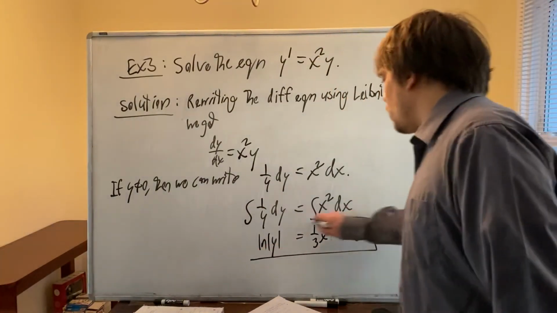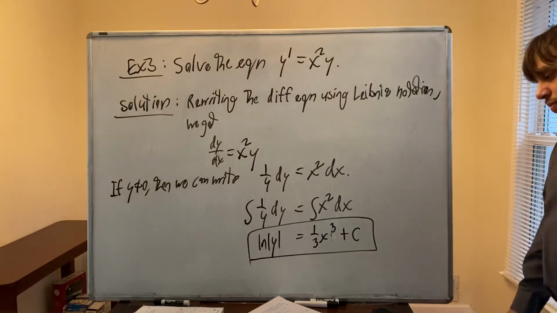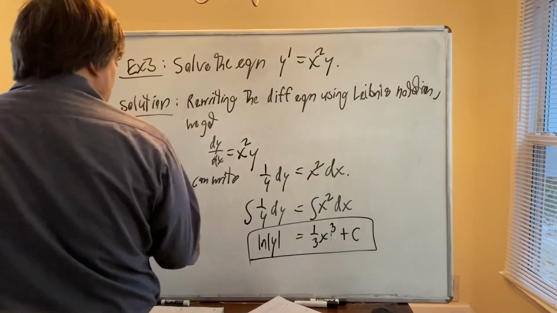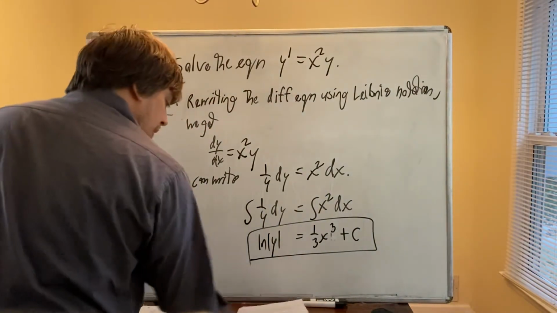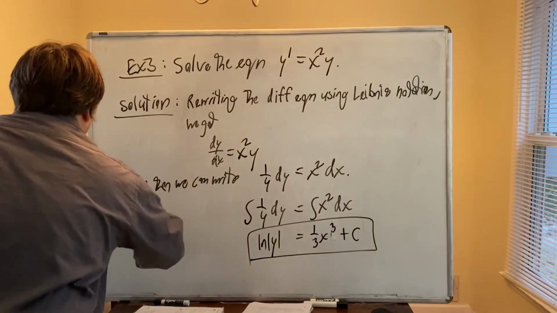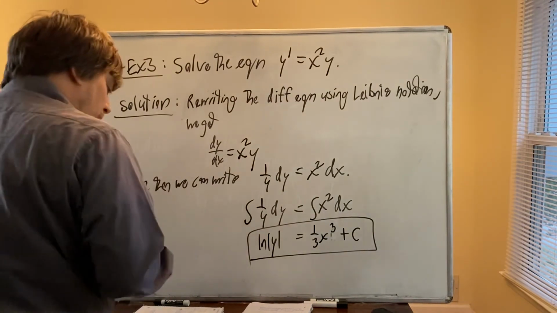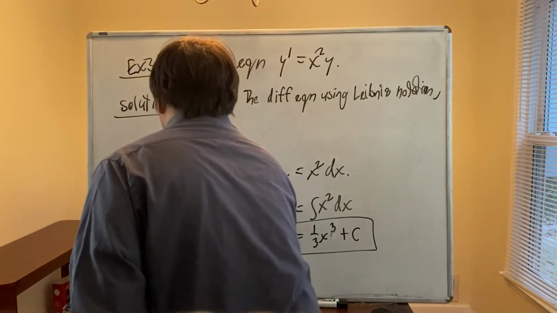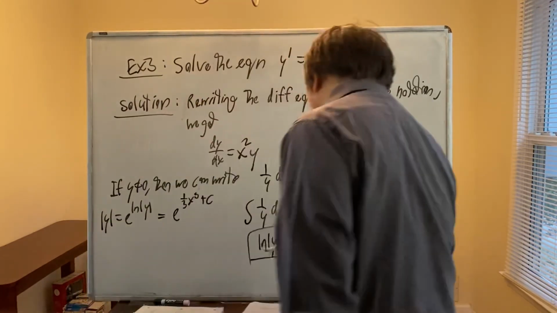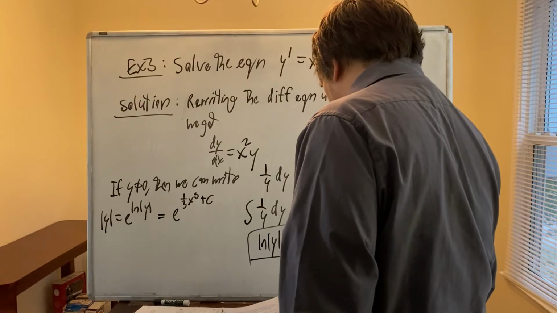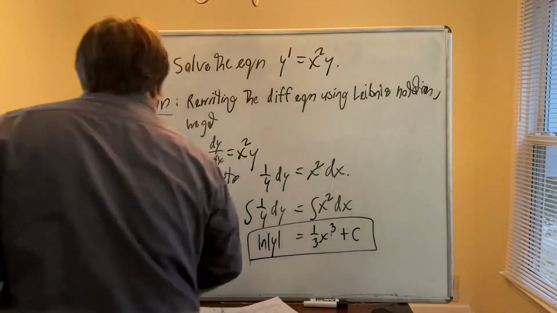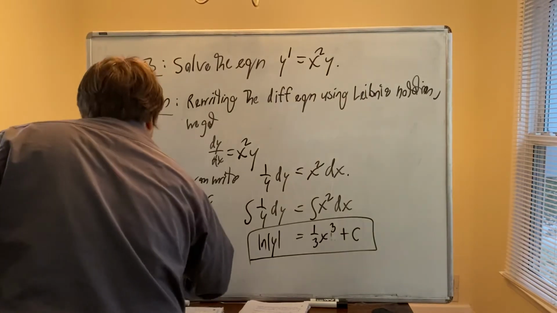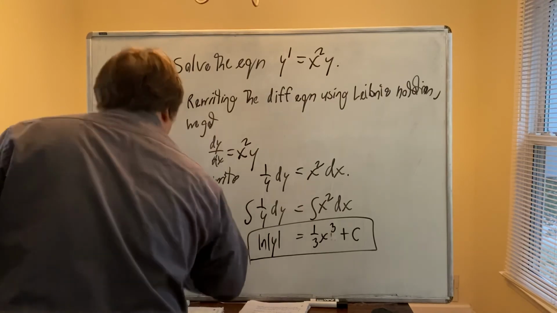Okay, so now we've solved for y implicitly in terms of x. And we can solve for y explicitly by doing this. The absolute value of y is equal to e to the ln of the absolute value of y, which is equal to e to the 1/3 x cubed plus c, which is equal to e to the c, e to the 1/3 x cubed.